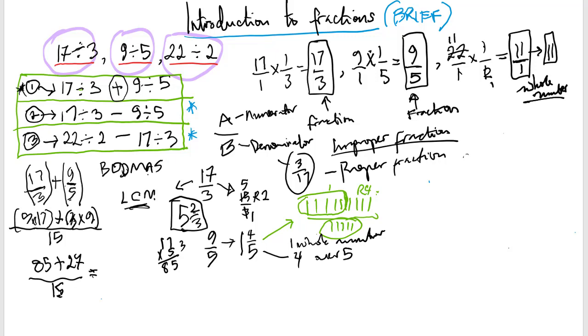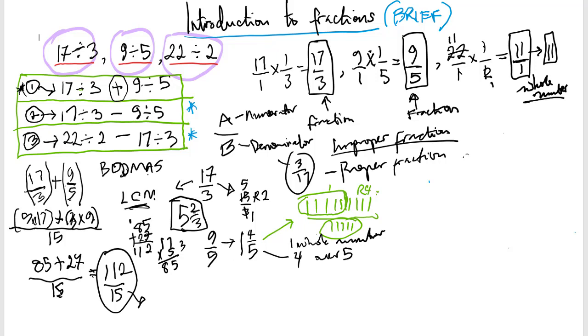So 85 plus 27. Okay, 5 plus 7 is 12, carry 1. 8 plus 2 is 10, plus this 1 carried gives us 112. 112 over 15. So this is the answer, but we can still reduce it to whole numbers and fractions.